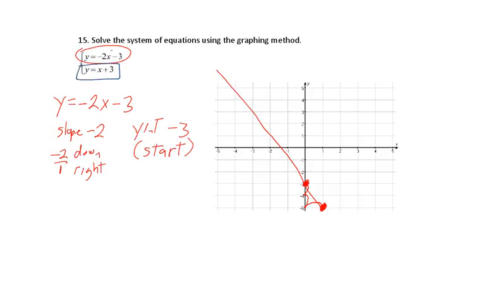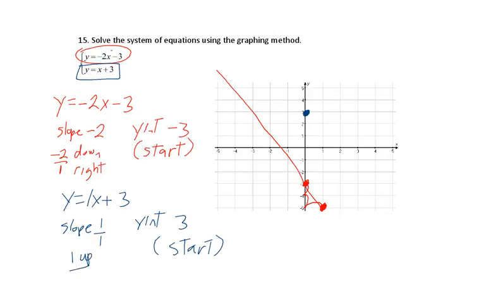All right, let's see. Y equals x plus 3. Or should I say 1x plus 3. So that means the slope this time is 1 over 1. And the y-intercept is positive 3. Again, start at the y-intercept. So positive 3 is here, so I'll put a big blue dot there. And 1 over 1. Since 1 is positive, this means that you're going to go 1 up and then 1 to the right. So 1 up, 1 to the right. Let's connect the dots.